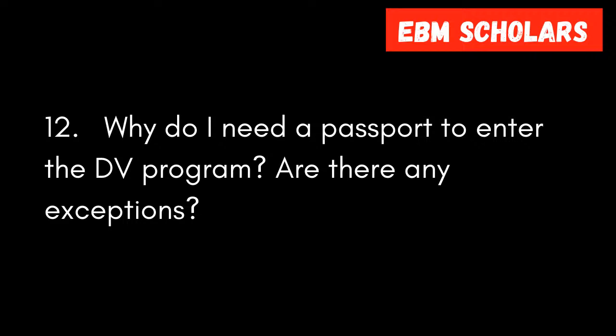We don't include dependents. So if, let's say, I'm going to apply as a main applicant, I will need to have a passport. If I add my wife and two, three, or four children, the spouse and the children don't need to have passports to be included in my application. Meaning if I win, I can come with them.